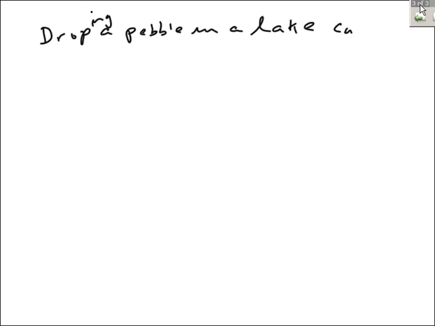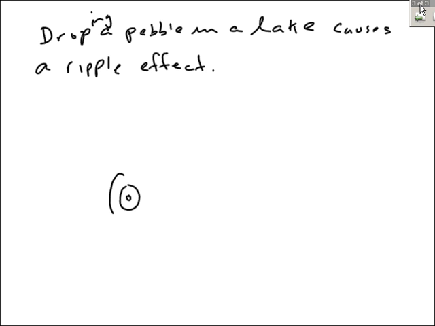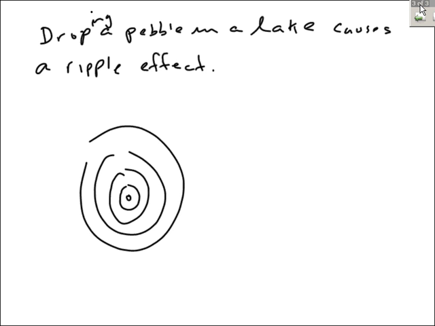Okay, so now, how about you have this? You drop a pebble in a lake. Dropping a pebble in a lake causes a ripple effect. Now, you've all seen that. You drop a pebble in the water, you see a little circle, and a second later it's bigger, and then bigger, and then bigger. Okay, that's called a ripple effect.